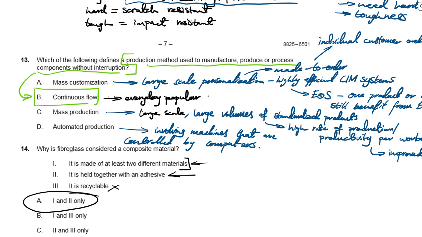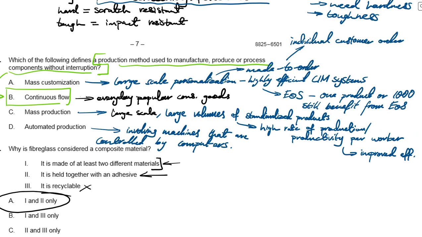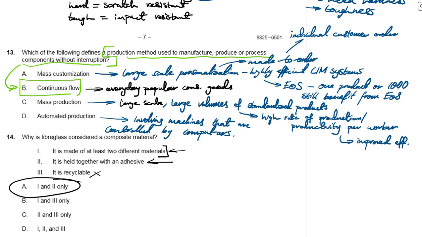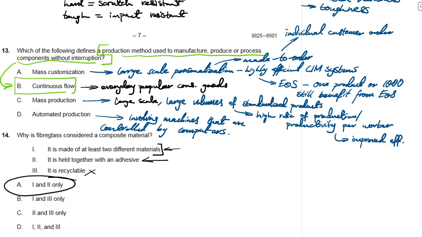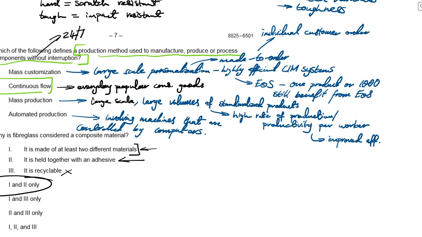a can of Coca-Cola, consumer goods, right, that need to be continuously produced 24/7. So continuous without interruption means 24/7, right? Mass customization, that's the large scale personalization of products.